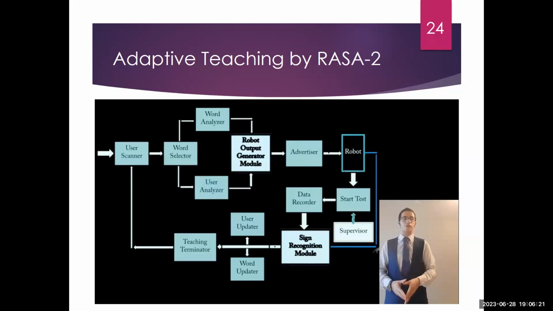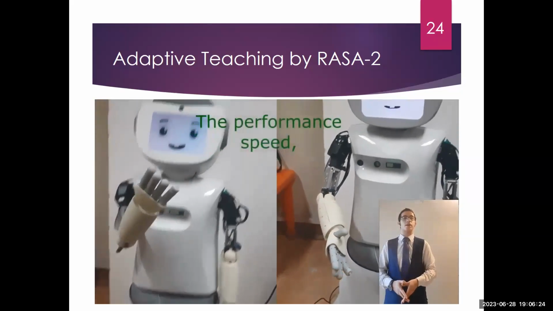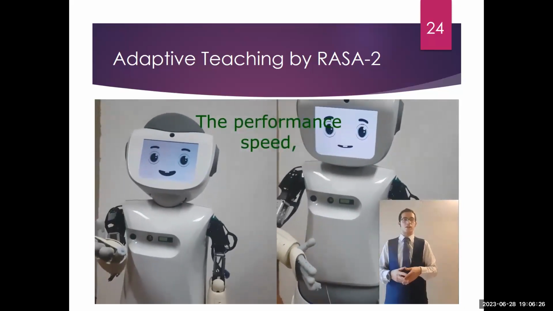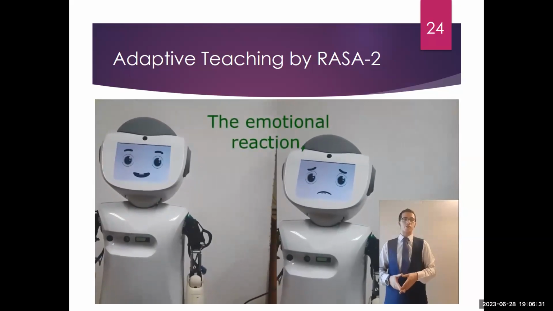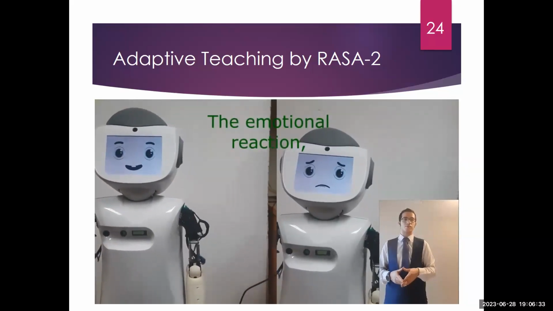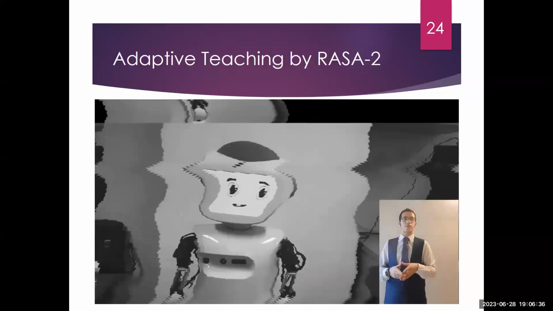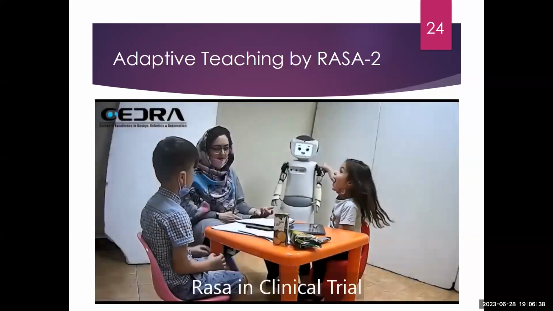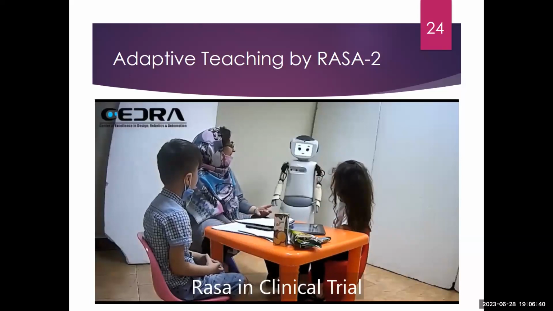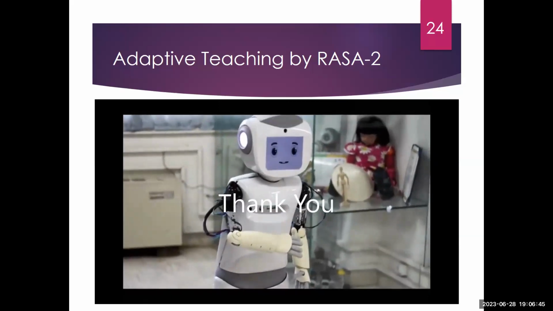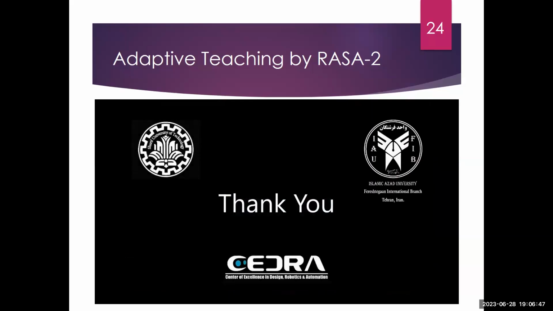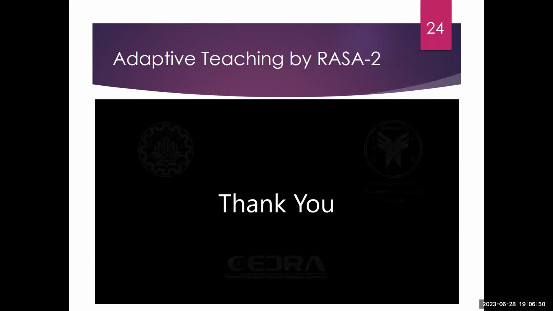Rasa uses an adaptive teaching architecture to perform ISL teaching to users, having different modules including a robot output generator module. This architecture helps Rasa to adapt its behavior, including the performance speed, the emotional reaction, and the repetition number, based on the user's past history and present performance in a manner similar to a human teacher. After conducting our Rasa-assisted sessions for educating Iranian Sign Language, a statistical analysis of the t-test and Cohen's d effect size found that the users felt the robot's adaptability in education very well.